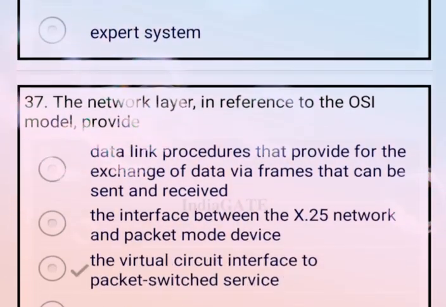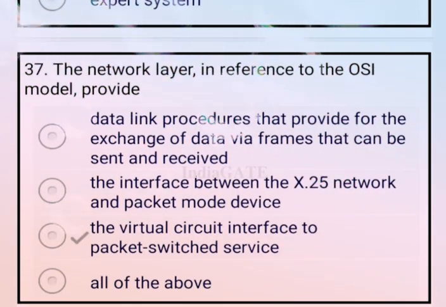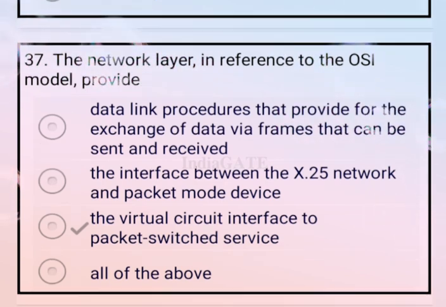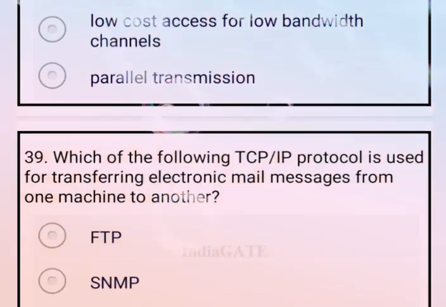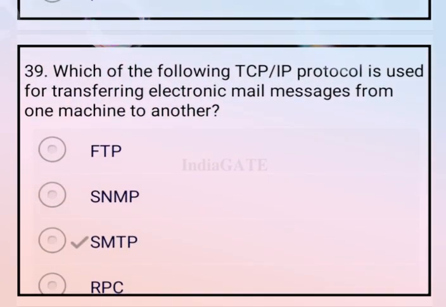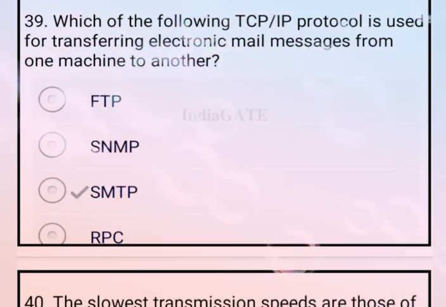Next question. The network layer in the OSI model provides. So the correct answer is option C, the virtual circuit interface to the packet switch services. Next question. Which of the following is an important characteristic of LAN? So the correct answer is option A, application independent interfaces. Next question. Which of the following TCP/IP protocols is used for transferring electronic mail messages from one machine to another? So the correct answer is option C, SMTP, Simple Mail Transfer Protocol.